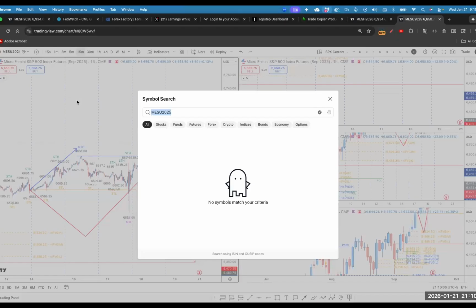The difference between the two: the mini has a larger contract size than the micro, right? The micro depends on what you're trading. If you're trading NQ, NAS, or Dow, they have different contract sizes, but the value of the contract is different based on the different asset, right? But in our case, right now we're looking at the ES chart.